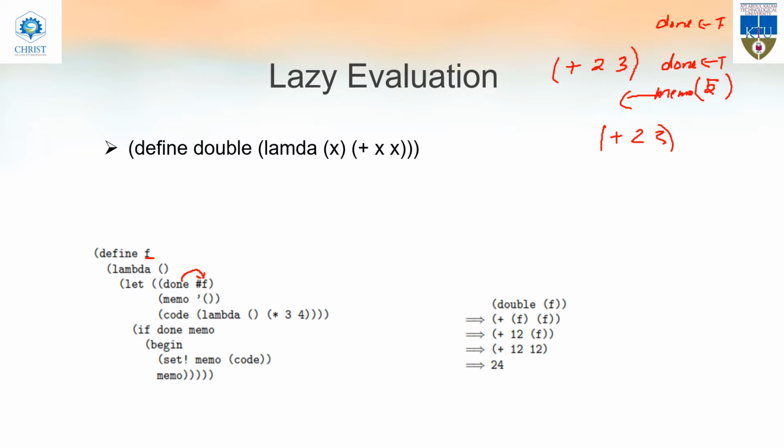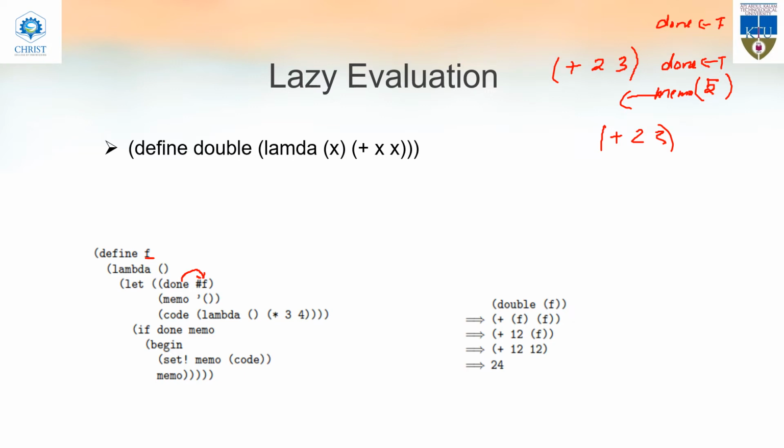Now the code: lambda, star 3 4. So this is the function, the thing that needs to be executed: star 3 4, that is 3 times 4, that is 12. And if the code is like this, if done, that is if done is true, then it will return memo.